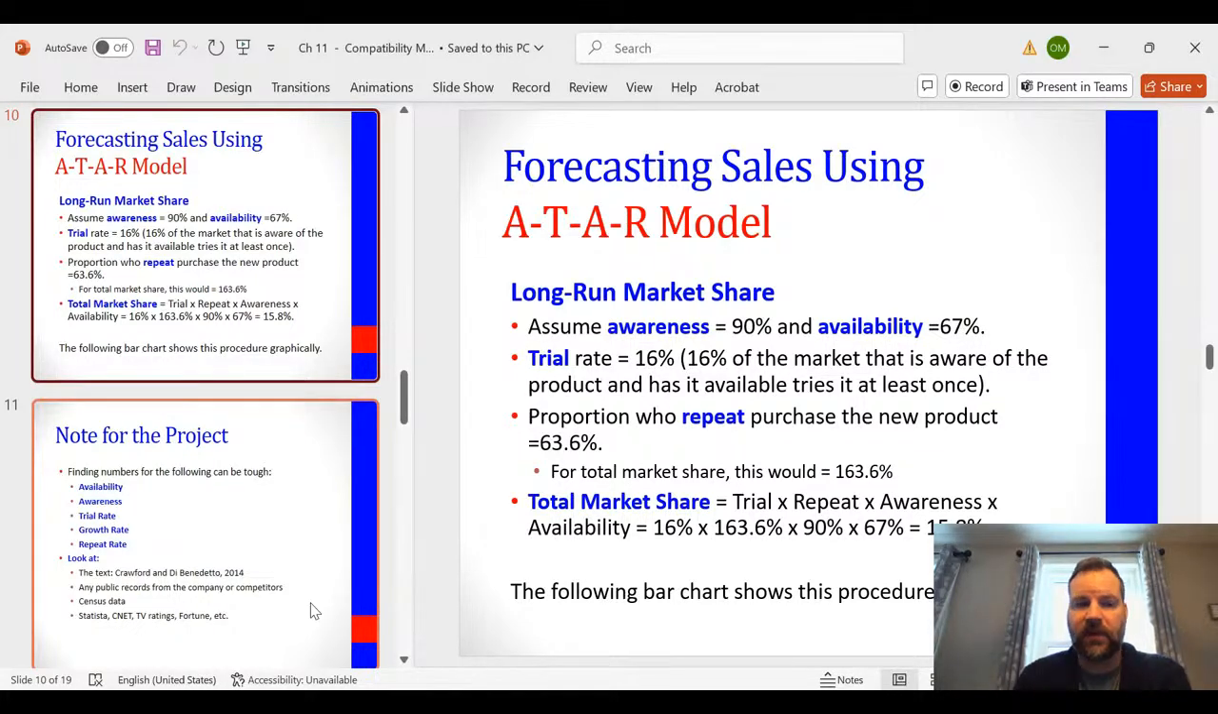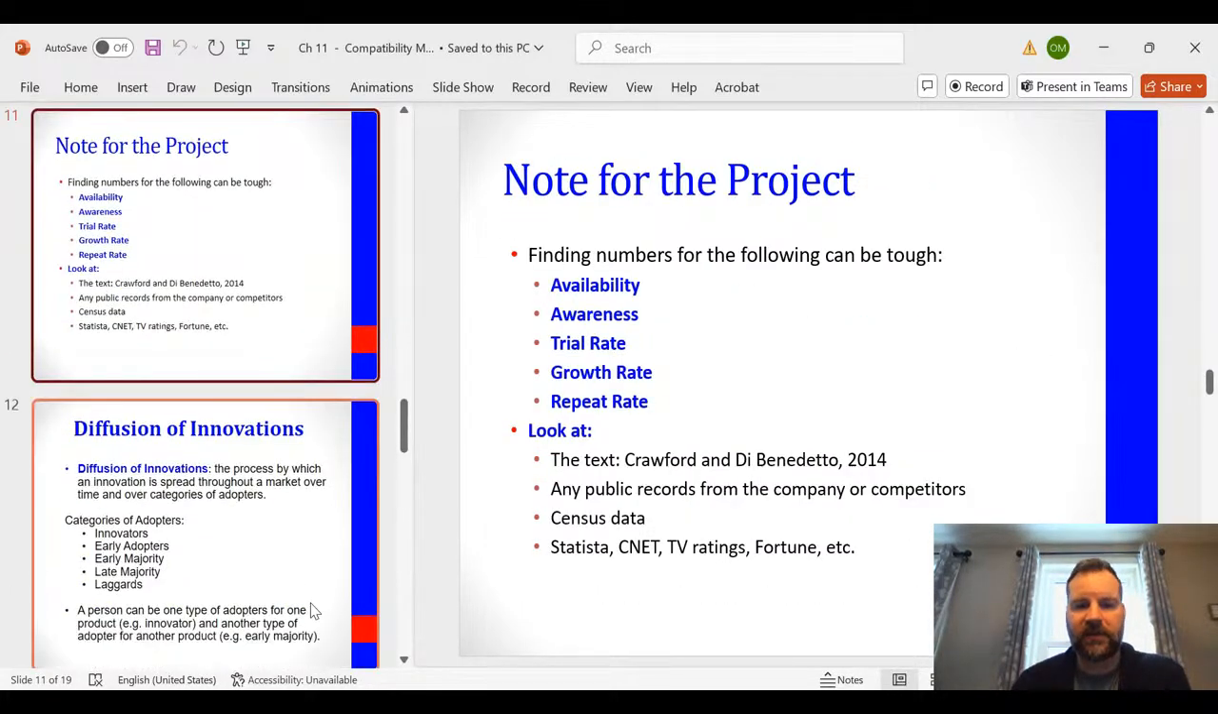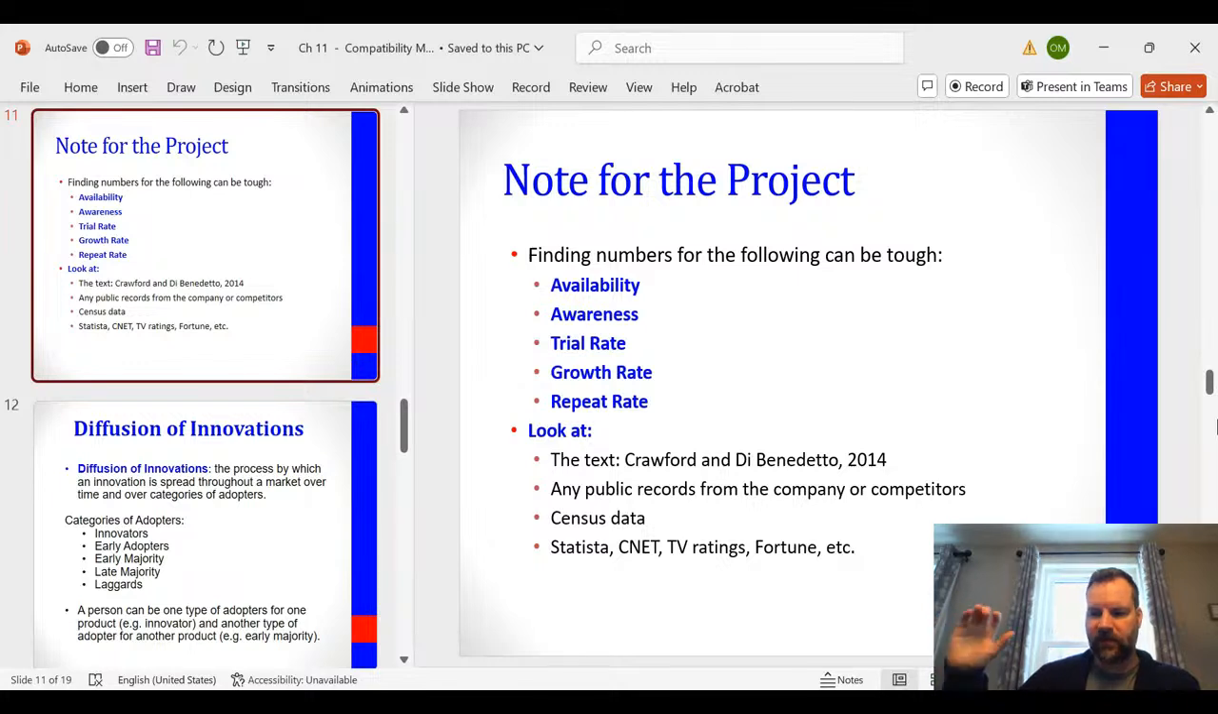Now, I will say with all of these, one of the things to keep in mind, whether you use the top 2 purchases approach, where you say, all right, the definitely buys and maybe buys, we'll look at them, or if you use the ATAR model or some sort of variation of it, honestly, the biggest thing is just trying to get good numbers. How do we figure out availability? How do we figure out awareness and trial rate? Well, there's a couple sources you can use. And actually, when you get to the 4-person project at the end of class, these sources could be pretty helpful for you.